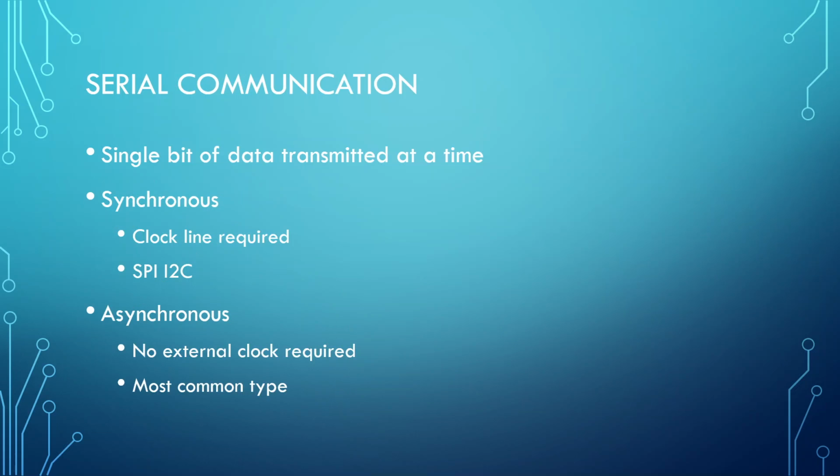All right. We've already talked about some of this stuff. Serial communication is a single bit of data being transmitted at a time, so a 0 or 1, just 0, 1, 0, 1, pulsing that stuff out. As we already talked about, synchronous requires a clock line, so that constant 1, 1, 1, 1 is sending a little pulse saying, this is the data, check it, check it, check it. And then you have asynchronous, which has no external clock required, and that's the more common one.